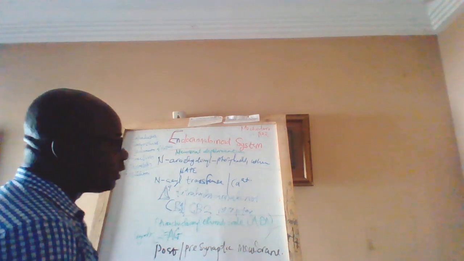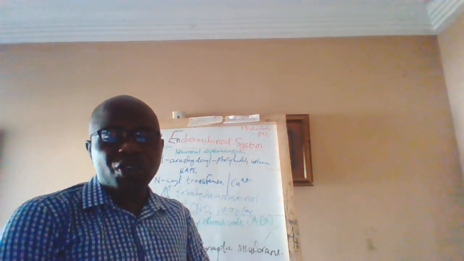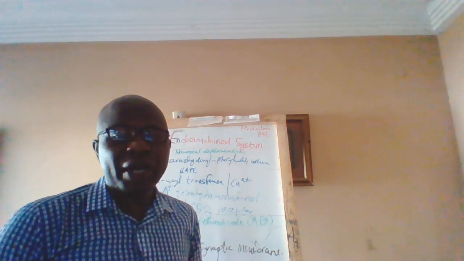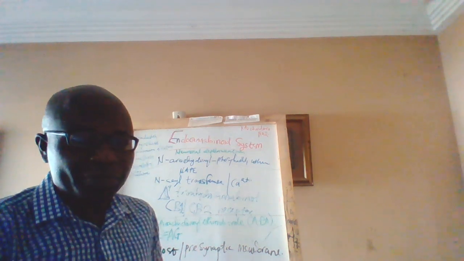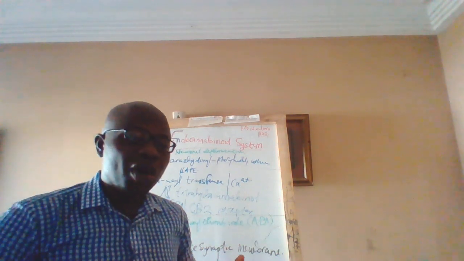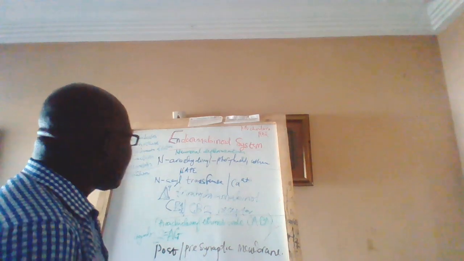Today we are going to be talking about endocannabinoids, basically the endocannabinoid system. In the course of our outline, we want to understand what endocannabinoids are, where they are located, what their functions are, and also their biomedical relevance to medical practice.